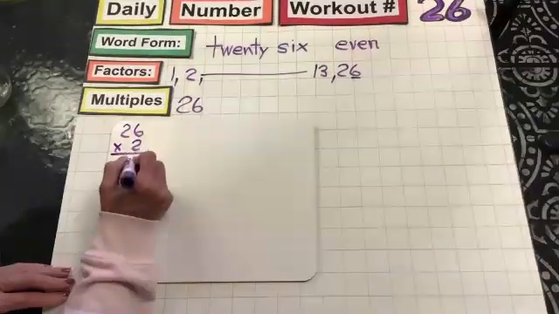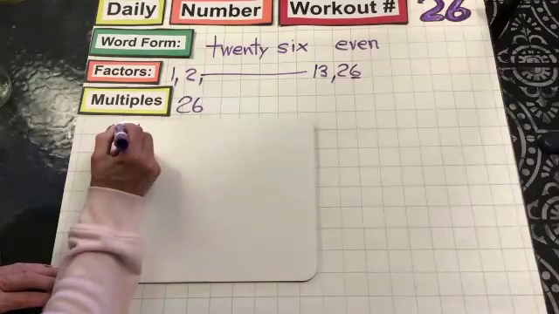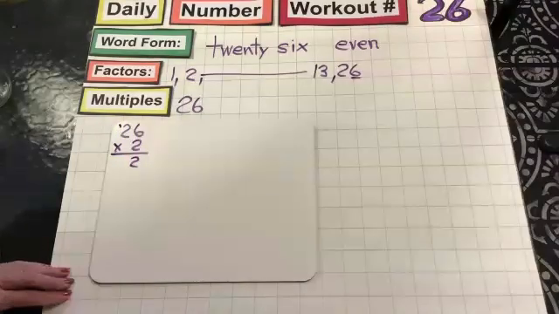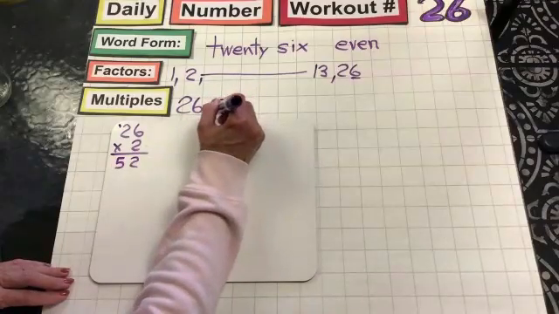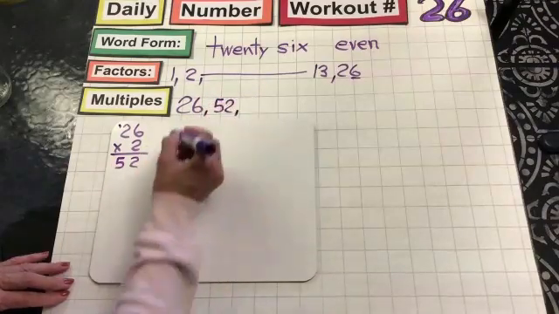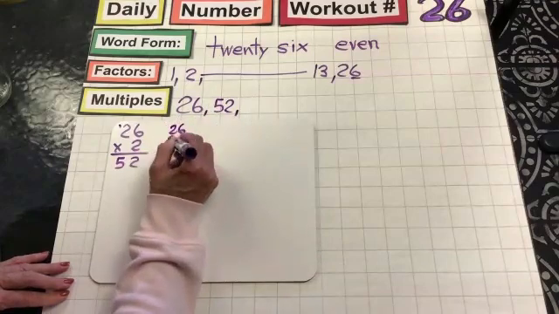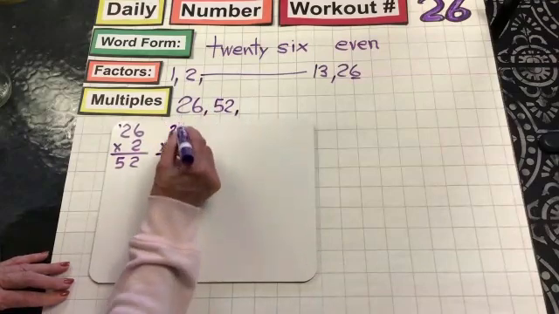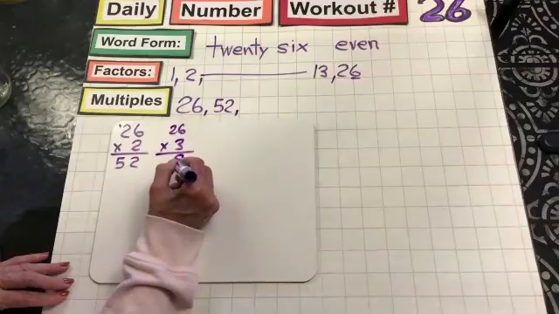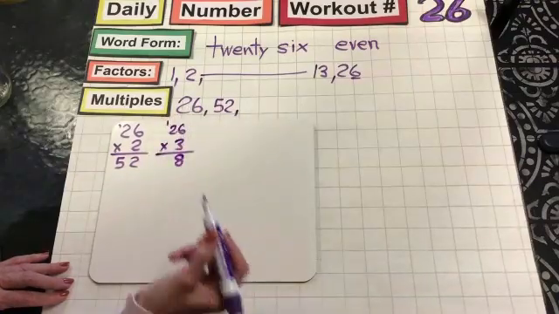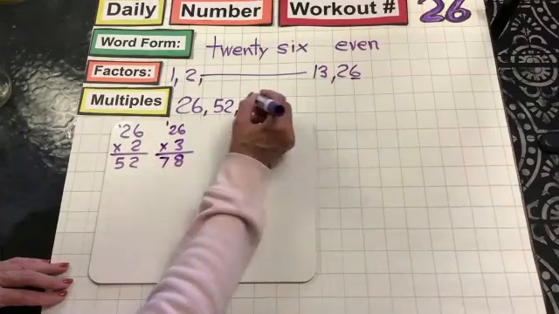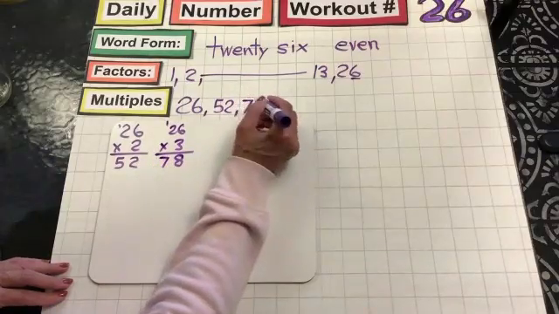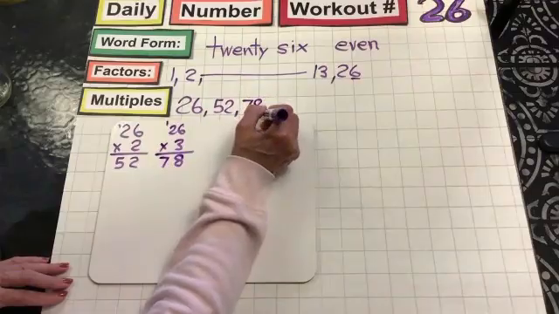And this is good practice for your multiplication facts. 2 times 6 is 12. Drop the 2, carry the 1. 2 times 2 is 4 plus 1 is 5. So the next one is 52. And then we're going to do 26 times 3. 3 times 6 is 18. Drop the 8, carry the 1. 3 times 2 is 6 plus 1 is 7. So our next one, 3 times 26, is 78.